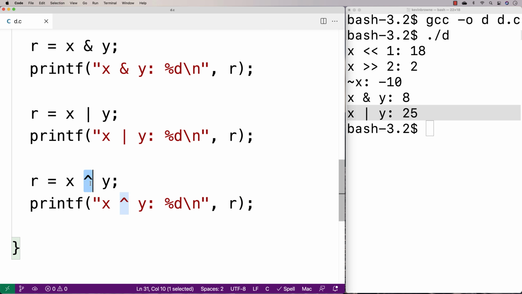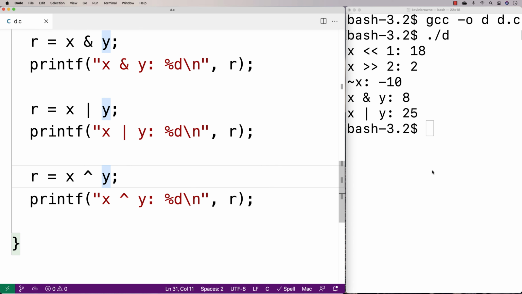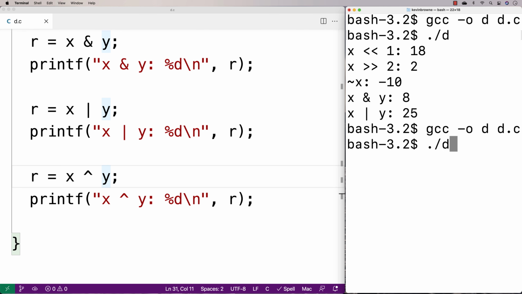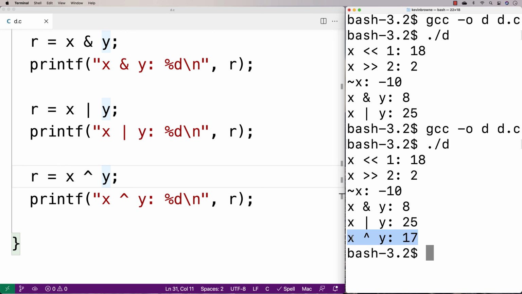So this is what the XOR operator looks like. X, and we're going to say XOR Y. So then when we compile this here and we run it, we expect to get back 17, and we do. And that is the bitwise operators in C.